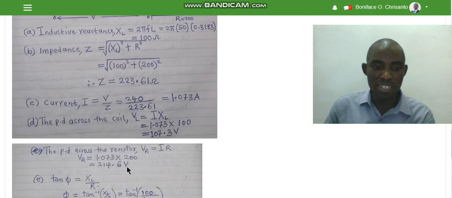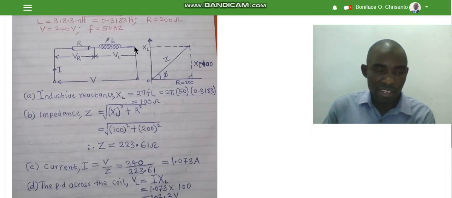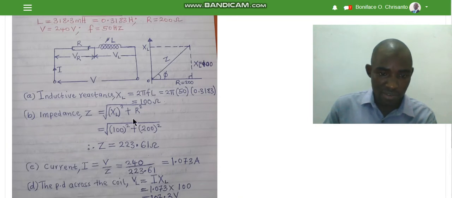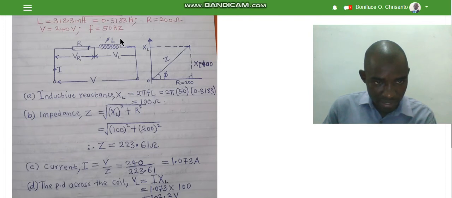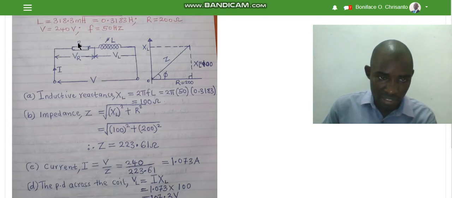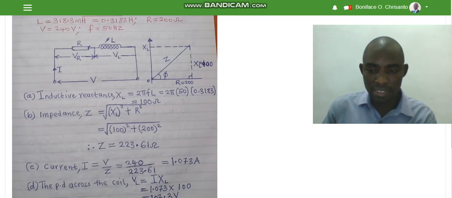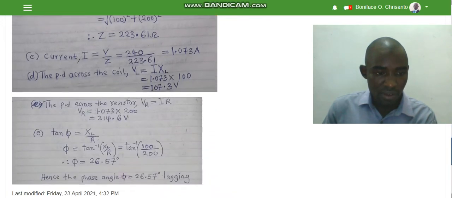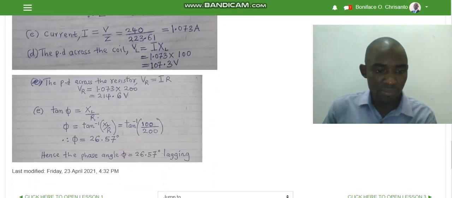One thing you have noted is the same value of current. So if you move to the circuit, the current passing across this is 1.073. This current is the one that will pass here and is the same one that will pass here. So the voltage across the resistor is given by the current multiplied by the resistance. The voltage here will be given by the same current multiplied by the inductive reactance. Once you ascertain all that, you can now move to the angle.